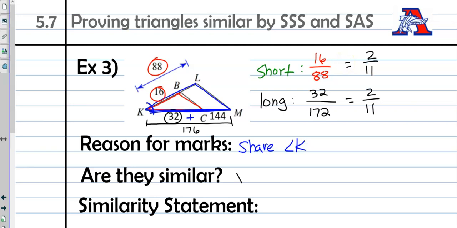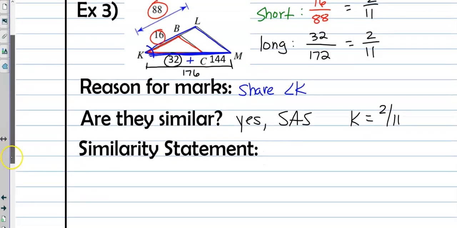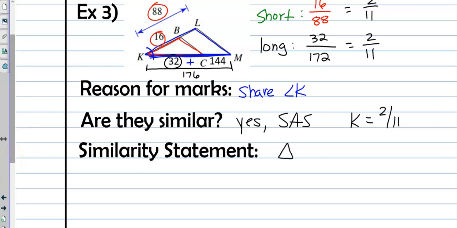All right, so are they similar? Yes. Reason being, side angle side, we have proportionate sides and a congruent angle in between. Scale factor, as long as we're at it, would be 2/11ths. And then similarity statement, I will go little triangle first. So I'll go triangle BKC is similar to triangle LKM. And that is it for that one.